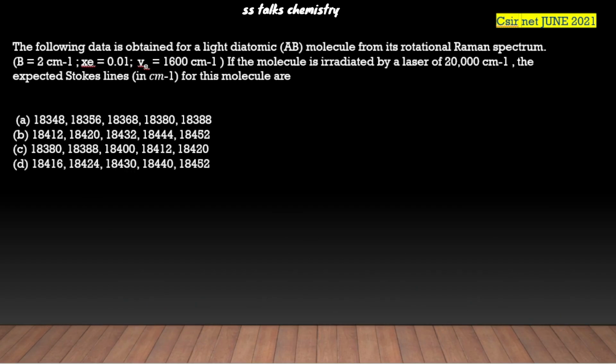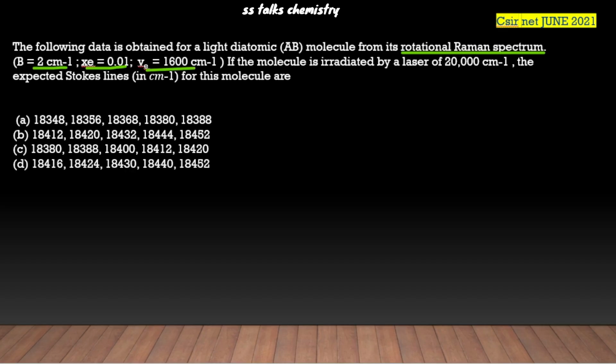Okay, next this question. The following data is obtained for the light diatomic AB molecule from its rotational Raman spectrum. So what type of spectra is given? It is the rotational Raman spectrum, where the B value is 2 centimeter inverse, the xe value is this much, and the nu e value is 1600 centimeter inverse. If the molecule is radiated by 20,000 centimeter inverse, the expected Stokes lines in centimeter inverse for this molecule are?